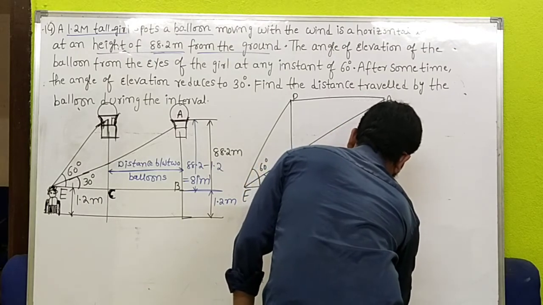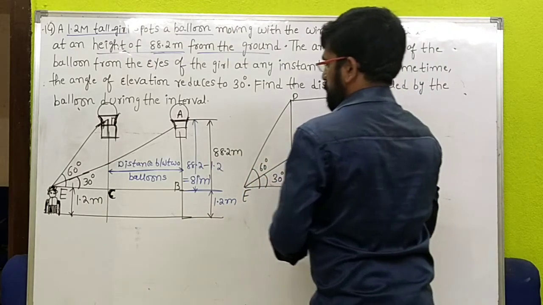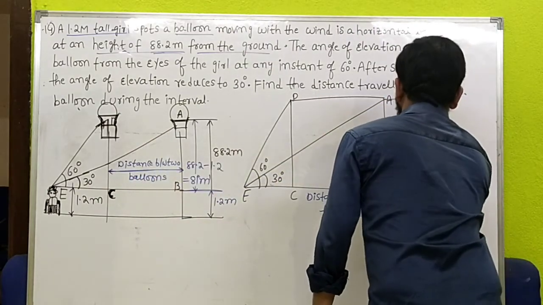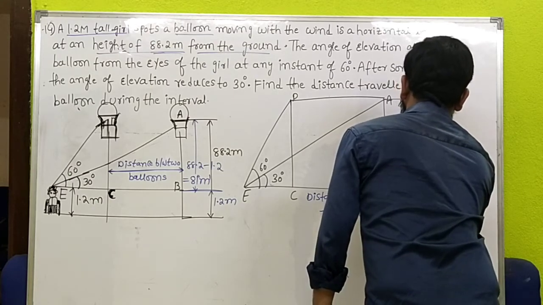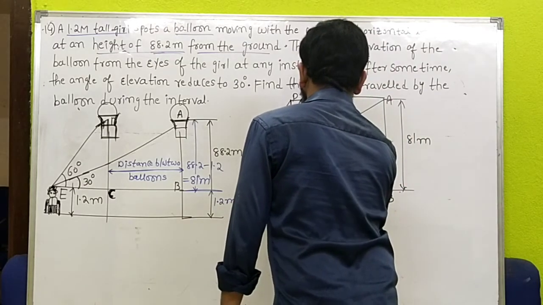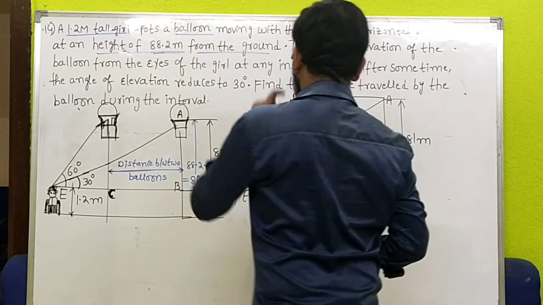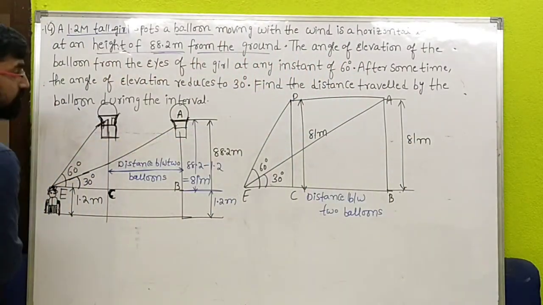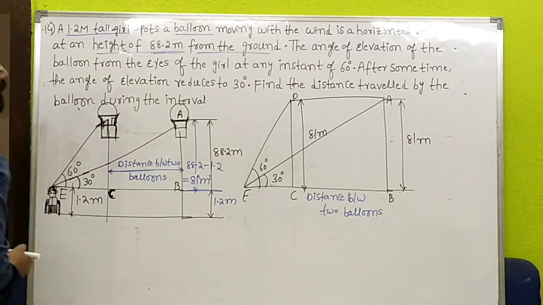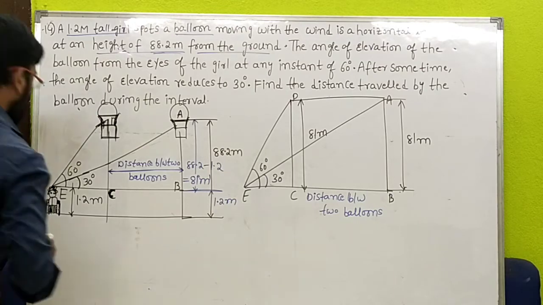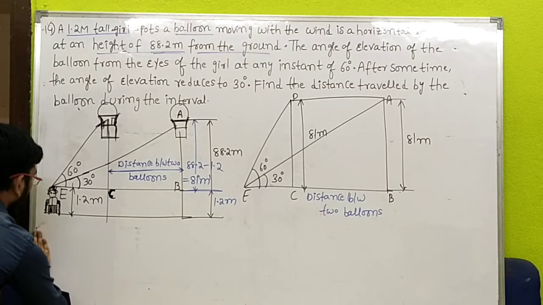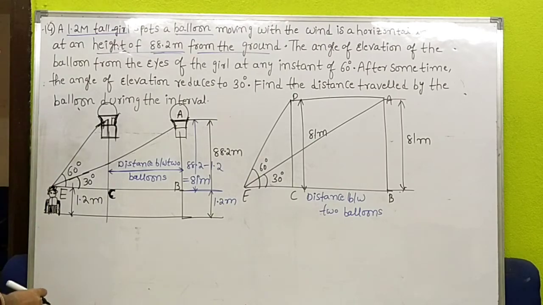Distance between two balloons, okay, this is AB, not connect total height. This AB is 81 meters. AB is how much? 81 meters, and CD also is 81 meters. Now let us take, just write it as A B C D F.